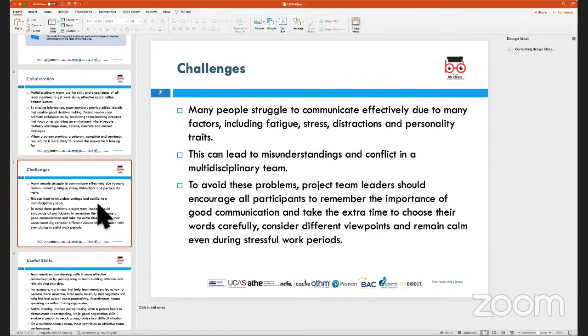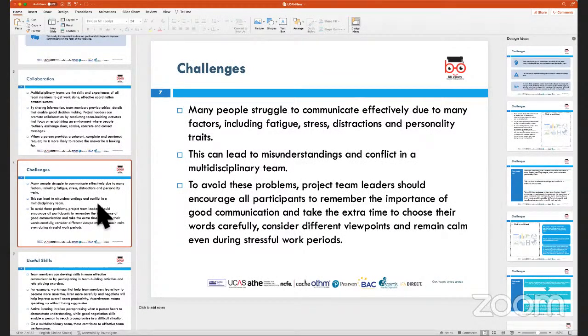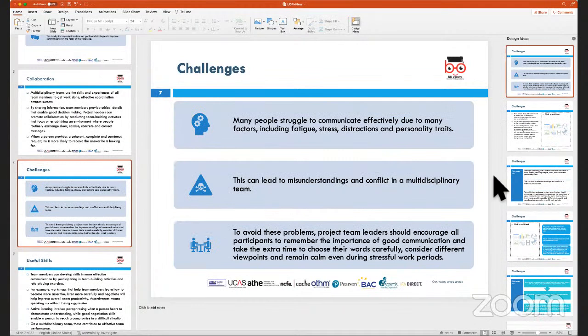Then we also look at a point which is challenges. When people are faced with challenges, obstacles, or issues when they work within teams, they need to resort to communicating effectively. That means they need to be able to clearly tell what challenges are being faced.